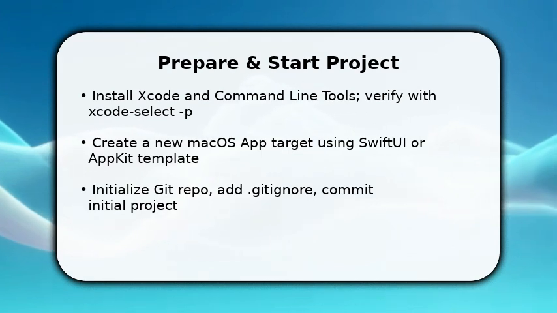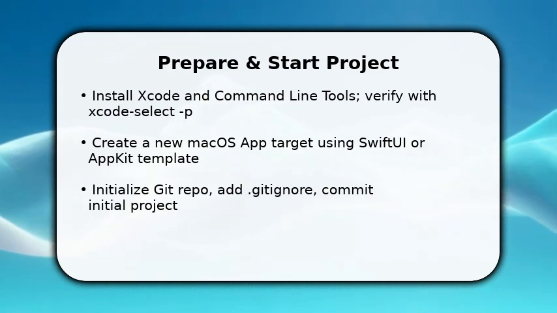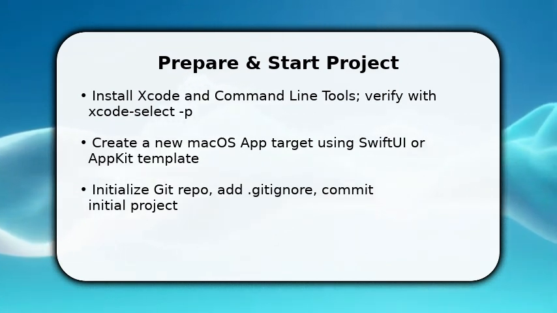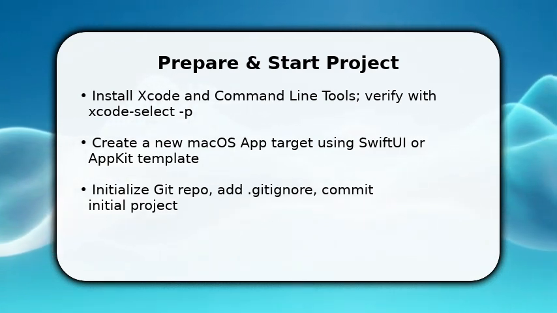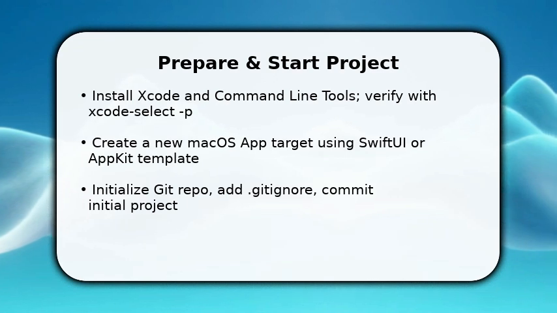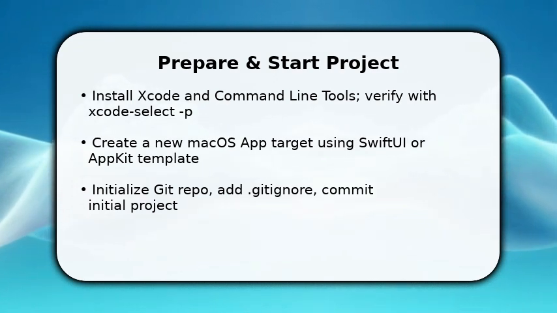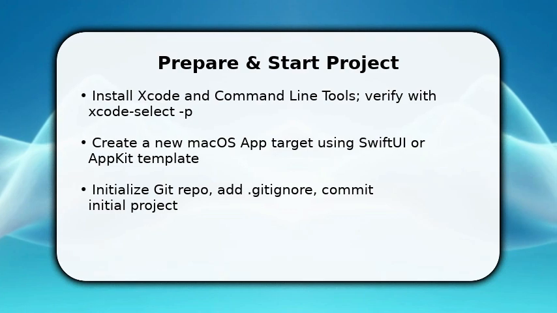Once created, open the project, confirm the macOS deployment target, and initialize a Git repository to track changes. Make an initial commit. This protects your early work and lets you experiment without fear. Next, wire up a simple window and run the app to confirm the toolchain.